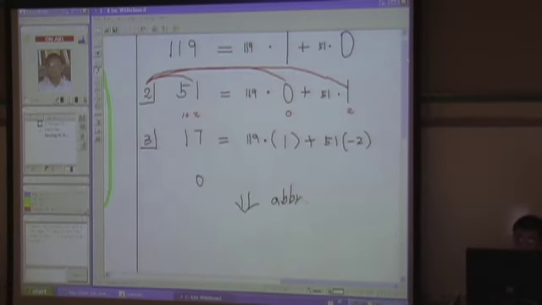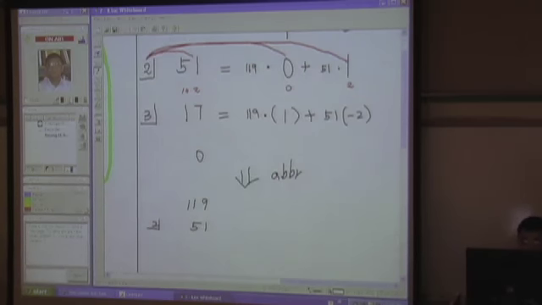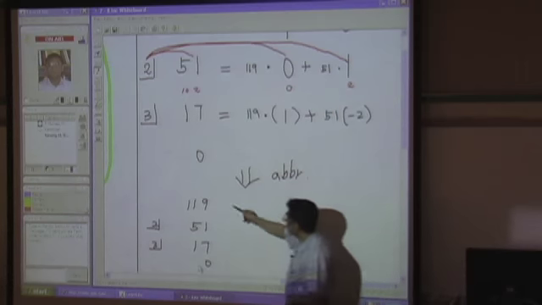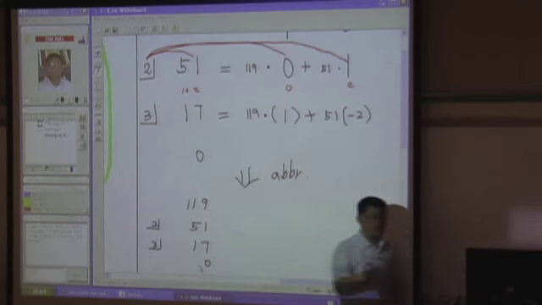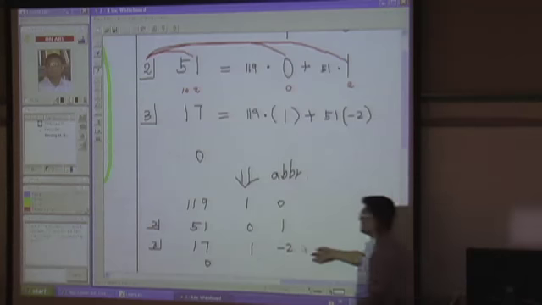Abbreviation of this statement is this: 119, 51, and then divide, then 2, and divide, and 3, and then 0, right? 17 and then 0. So this is the left side that you used to use. But the right side, we don't write 119 and those things. We just write the essential part. So this is the abbreviation.